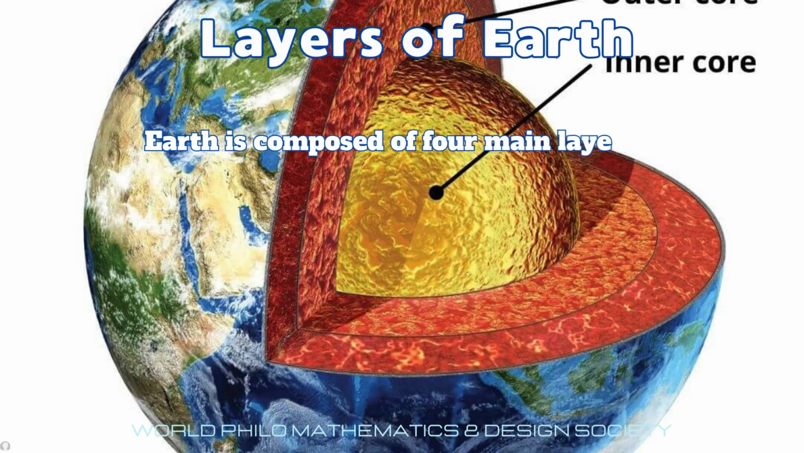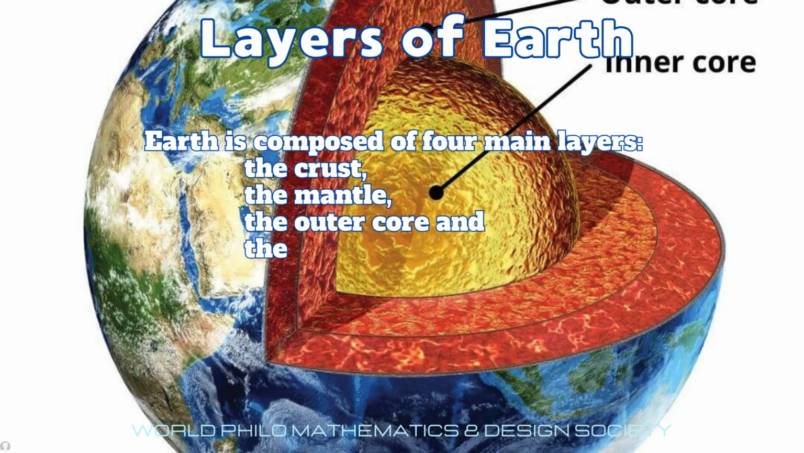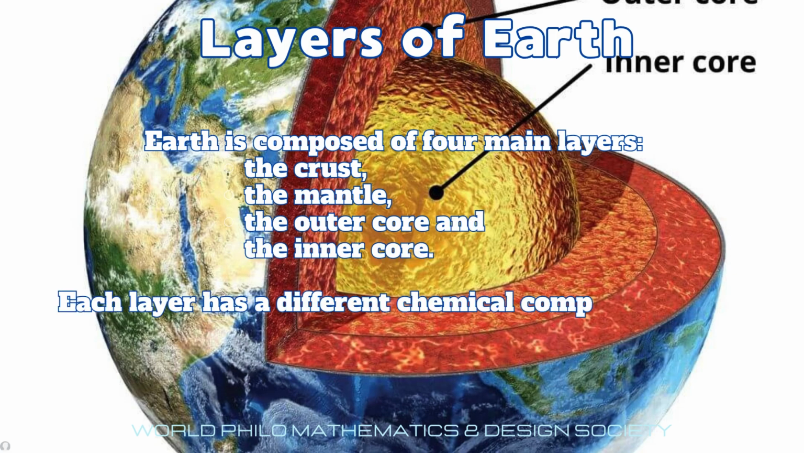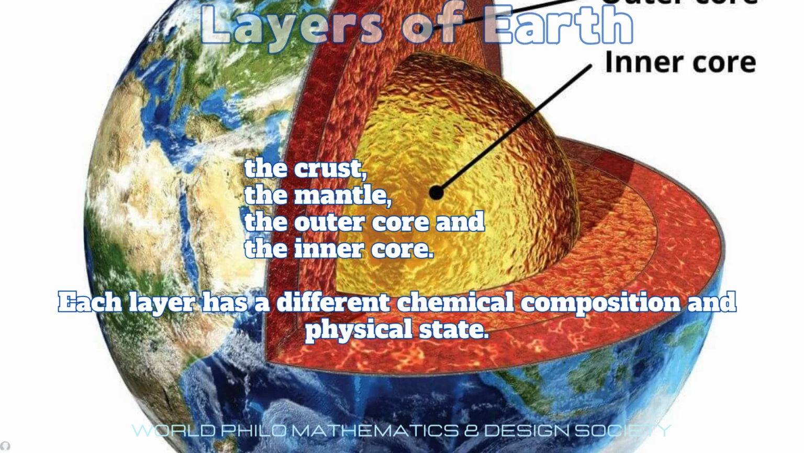Earth is composed of four main layers: the crust, the mantle, the outer core, and the inner core. Each layer has a different chemical composition and physical state.